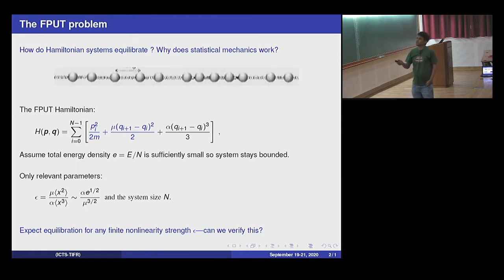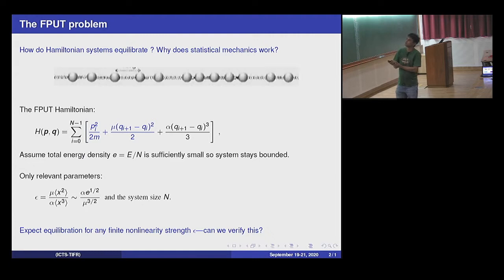So each particle has a position q_i and a momentum p_i, and there's a kinetic energy, and then there's an interaction part, just nearest neighbor interactions. This is a quadratic part, so this is just a harmonic chain, and then you add some nonlinear terms. You can add a cubic and then fourth power and so on. But this is the simplest, and today I'll just talk about the cubic model.